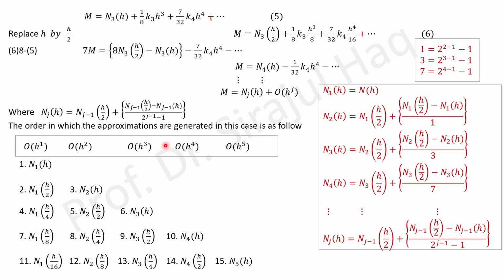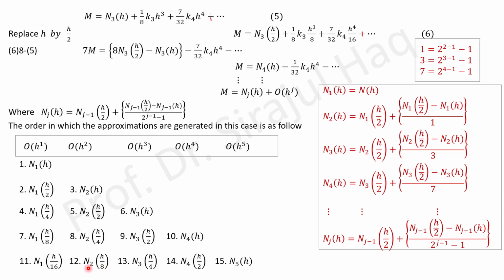And of course n3 of h by 2 is required, which we have computed in the previous step. To find out n3 of h divided by 4, replace j by 3 and h by 4, you need n2 of h divided by 8. n2 of h divided by 4 you have computed. n2 of h divided by 8 you have to find out.